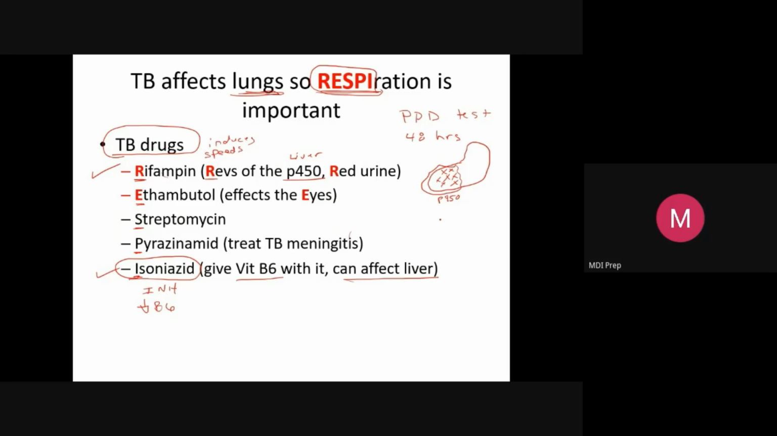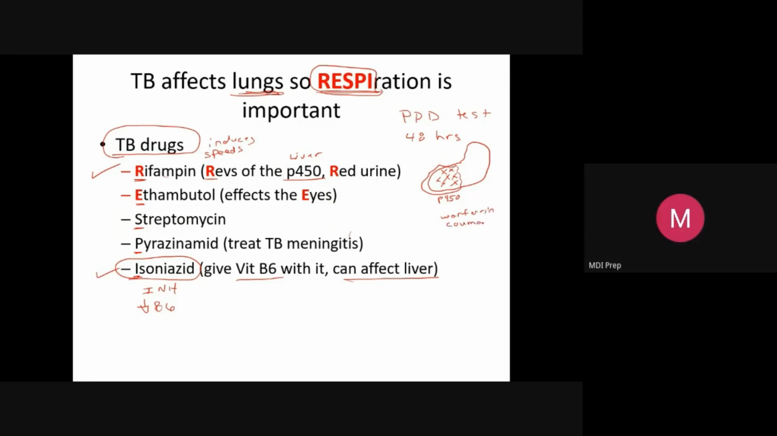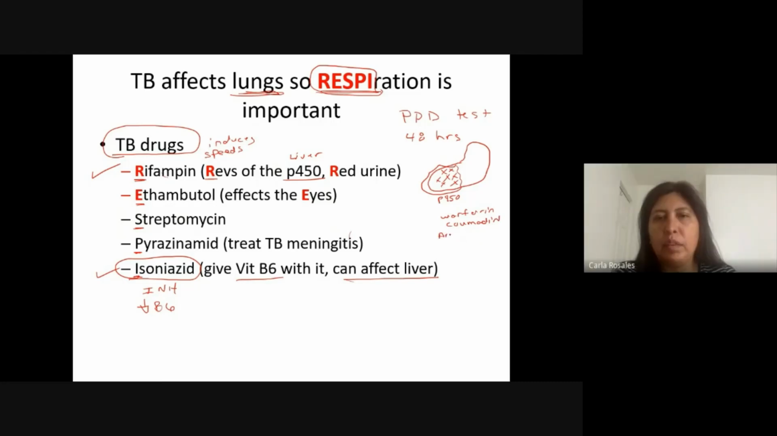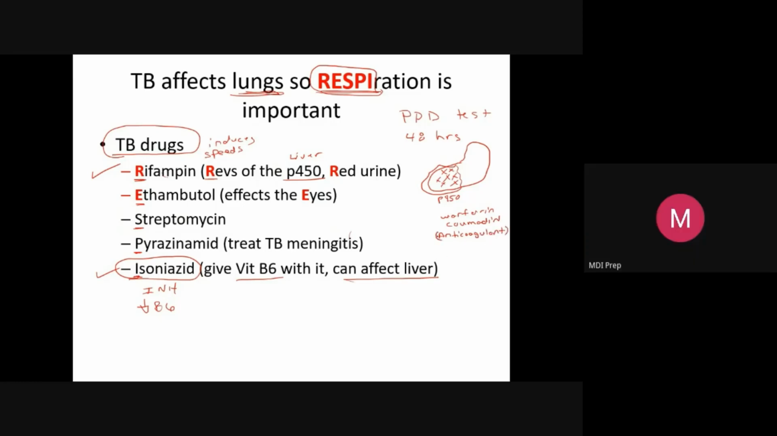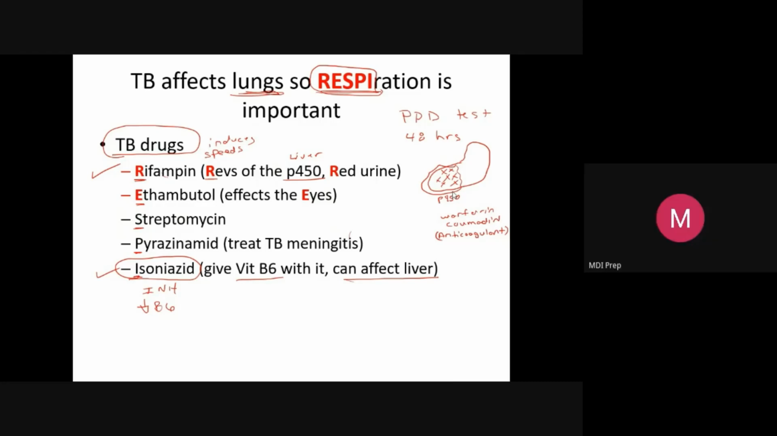I'll give you an example. There's a drug called warfarin, also known as Coumadin. Do you know what warfarin does? It's an anticoagulant. Perfect. Warfarin is metabolized in the liver, so if somebody's taking warfarin, it's broken down in the liver through the P450 system, the enzymes for metabolism.